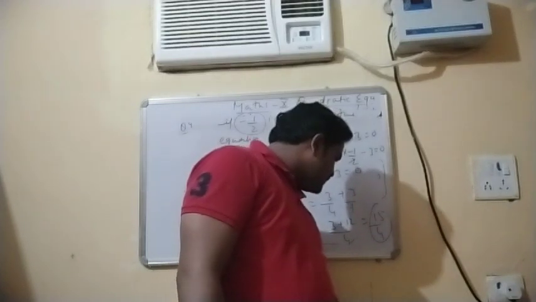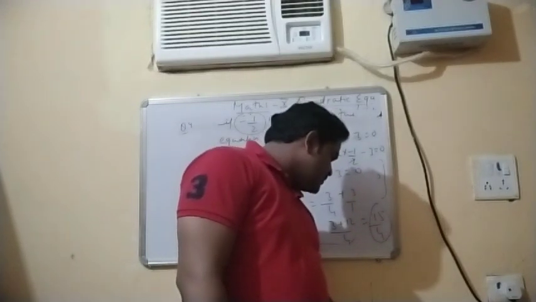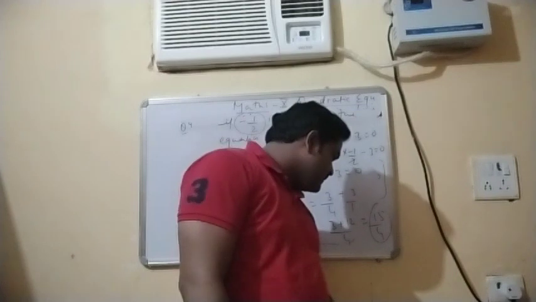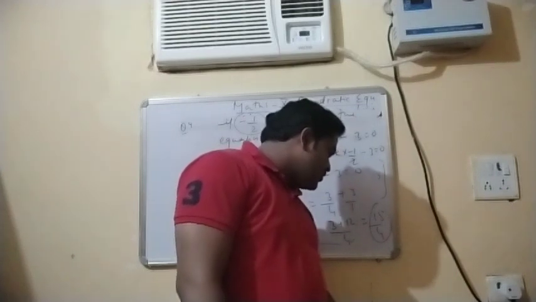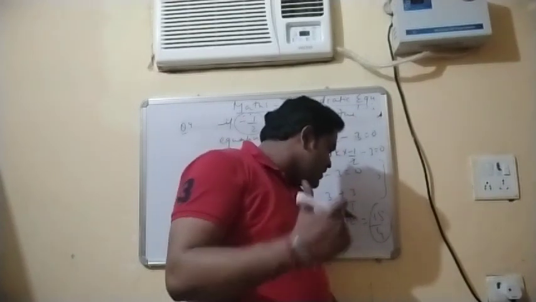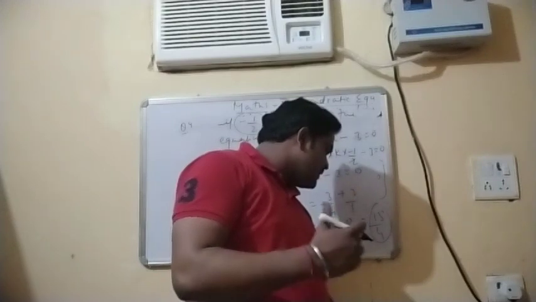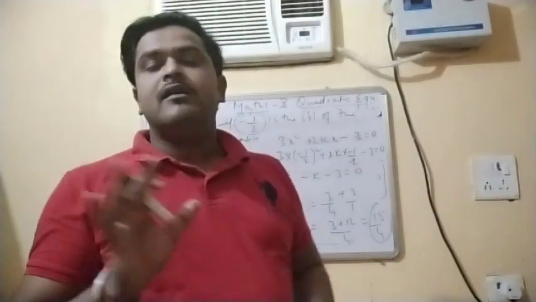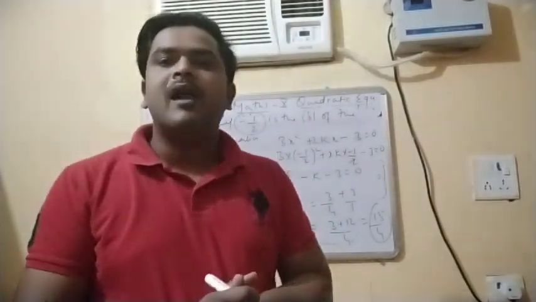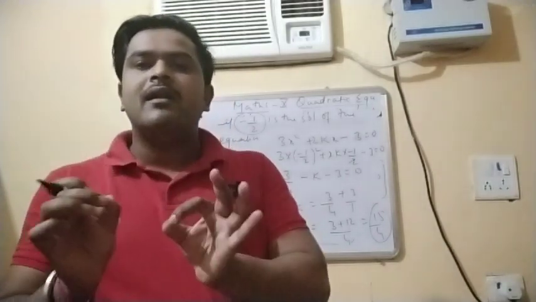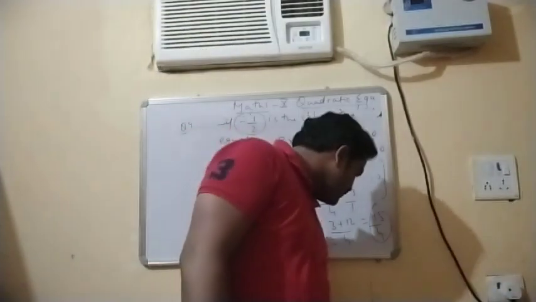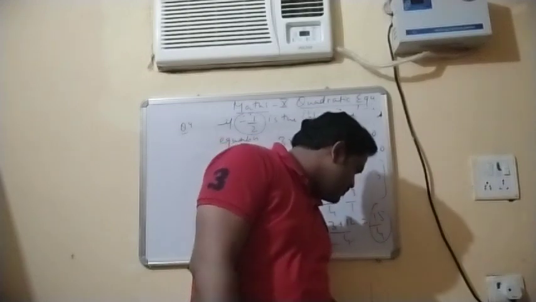Now moving to the 5th question. If root 2 is the root of the equation, same question again. Second part, if a is the root of the equation, that means in place of x you have to put a. I am talking about the second part of the 5th. In it, you have to put a in place of x. Then you will get the value of k. So you can easily solve it.